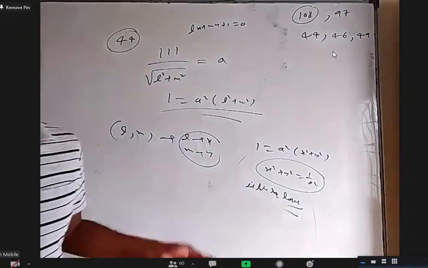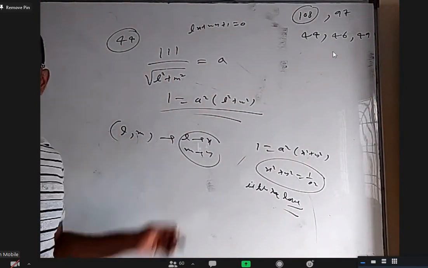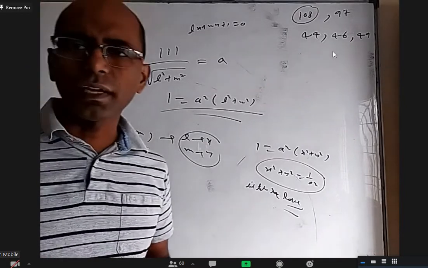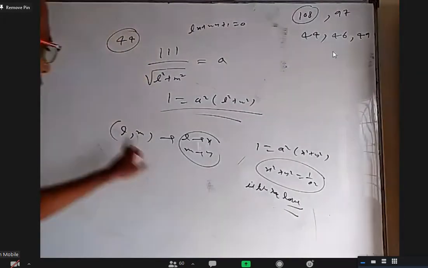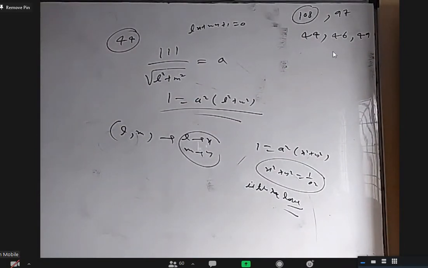Here, no doubt you understand what it is. Because if you want locus of L comma M, you should have an algebraic relation between L and M. In that algebraic relation, write L as X, M as Y. That's all. Is it okay, 44? Yes, sir.